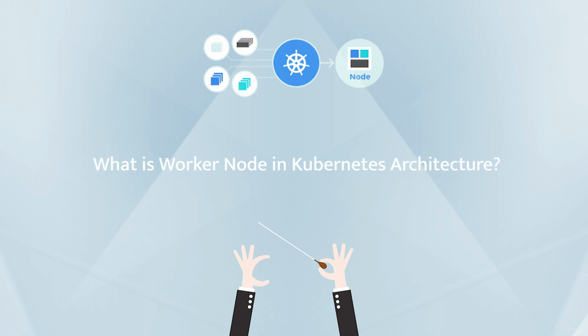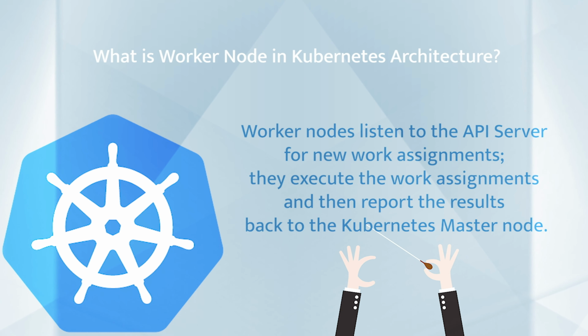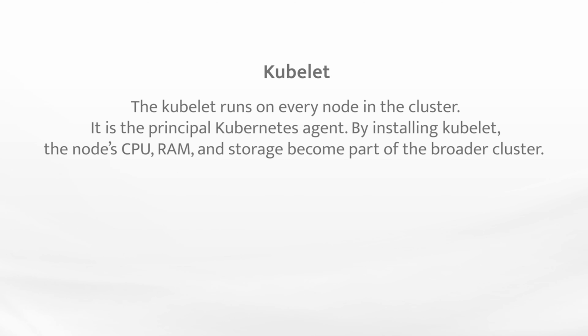What is a node in Kubernetes architecture? Worker nodes listen to the API server for the new work assignment. They execute work assignments and then report the results back to the Kubernetes master node. Kubelet. The kubelet runs on every node in the cluster. It is the principal Kubernetes agent. By installing Kubelet, the node's CPU, RAM, and storage become a part of a broader cluster.